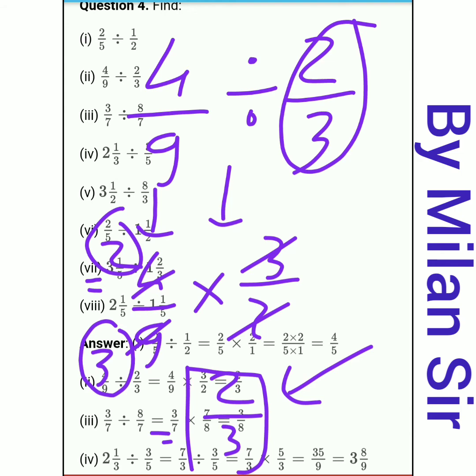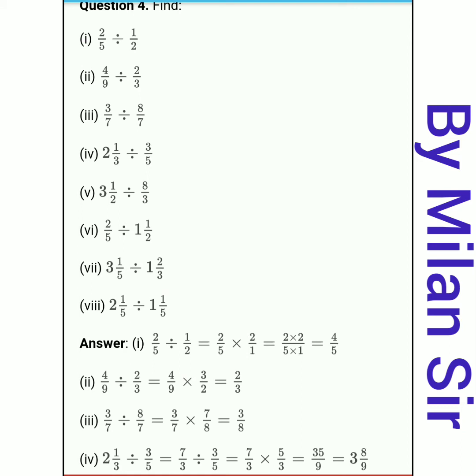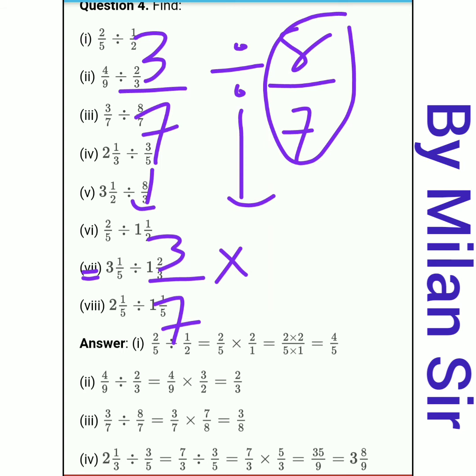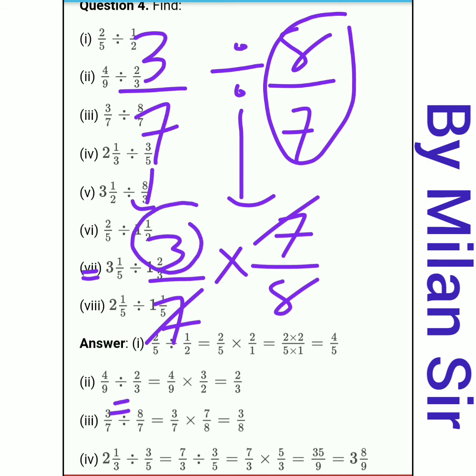Then question number 3, 3 by 7 divided by 8 by 7. So our first number as it is, 3 by 7. Then this division becomes multiplication, and we need to take the reciprocal of 8 by 7. So it is 7 by 8, right? We need to change the numerator and denominator. Now 7 7s cut from the numerator and denominator, right? Then what is remaining in the numerator?